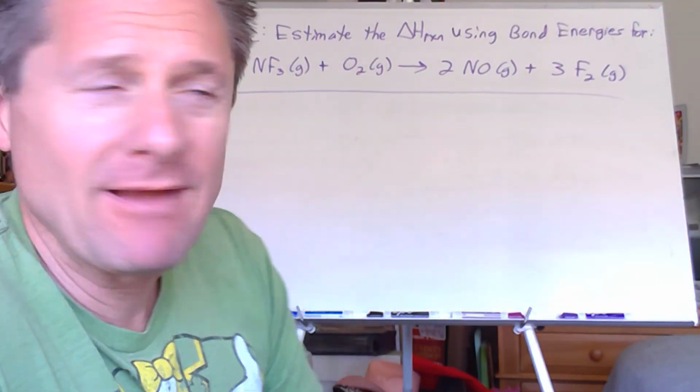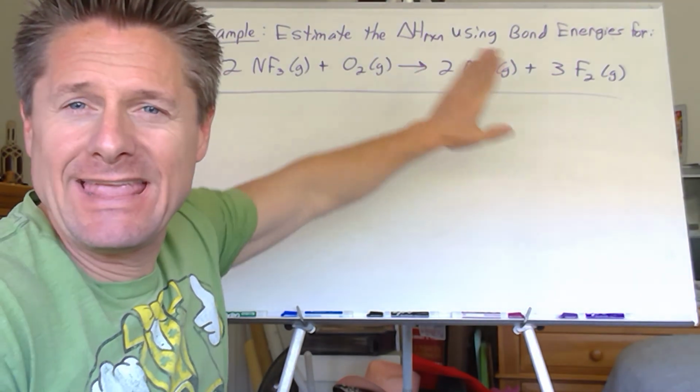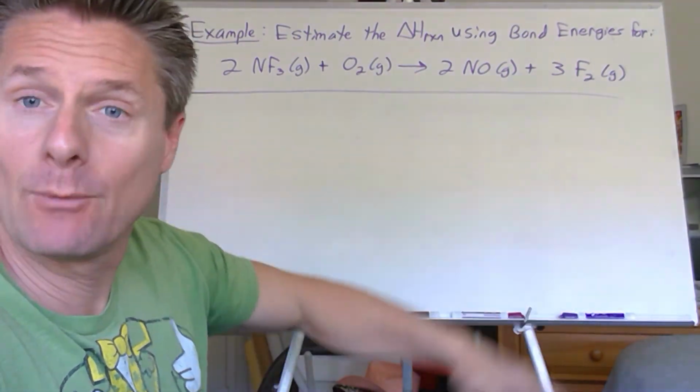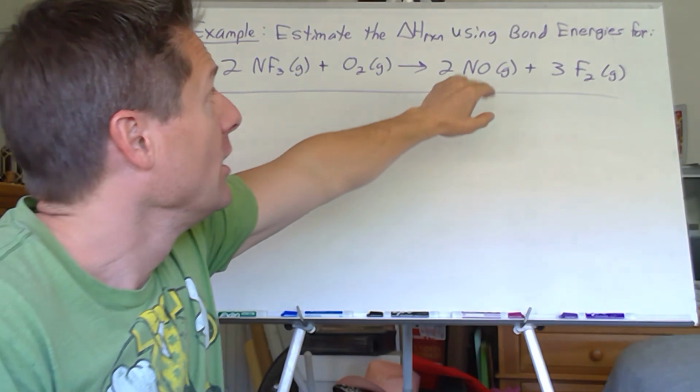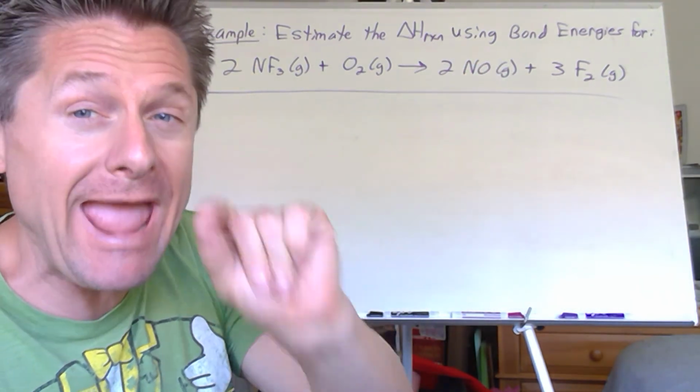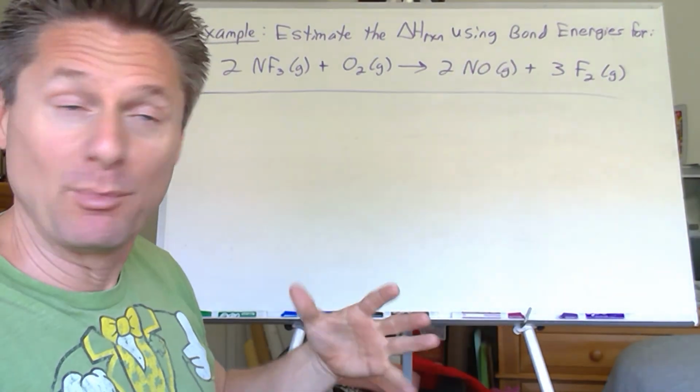Let's make it happen. You ready? Let's estimate the heat of reaction, or enthalpy of reaction, and we can say whether it's endo- or exothermic, using bond energies. We're going to do it more accurately with thermodynamic principles later.